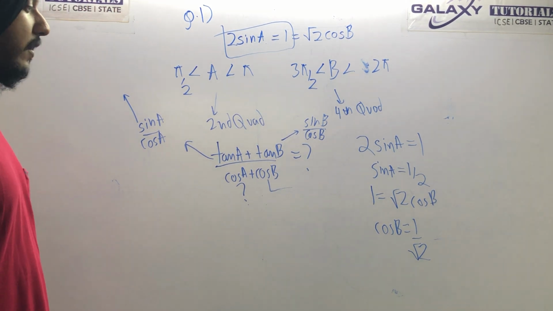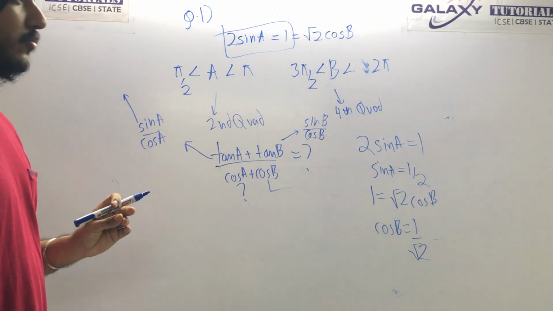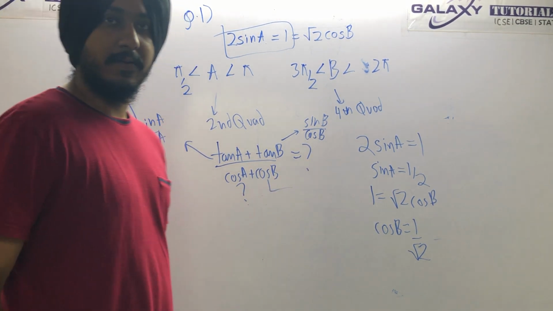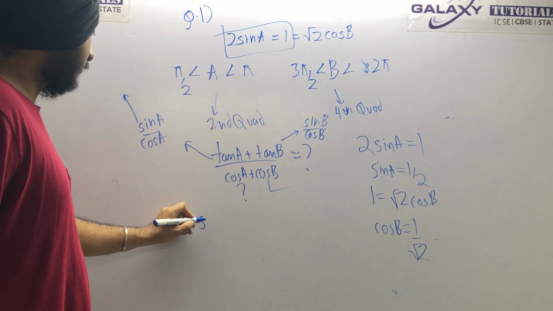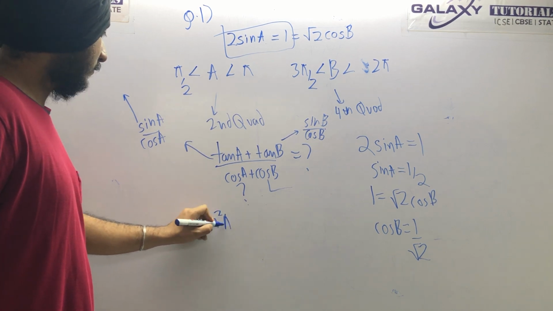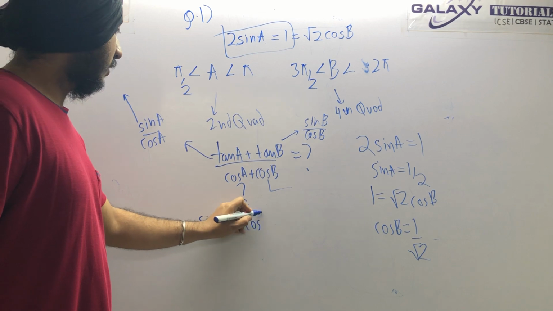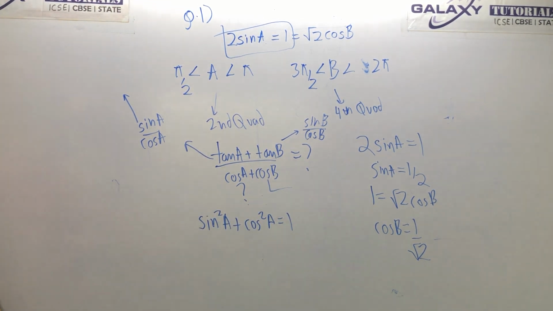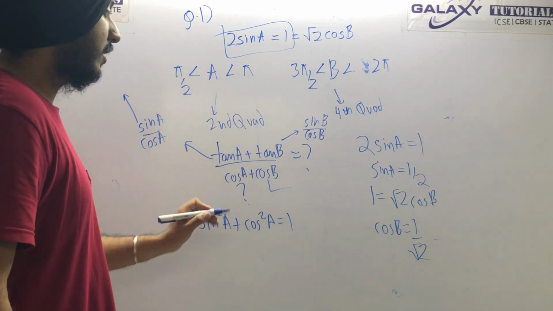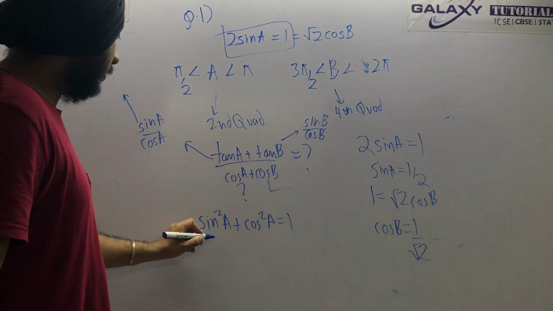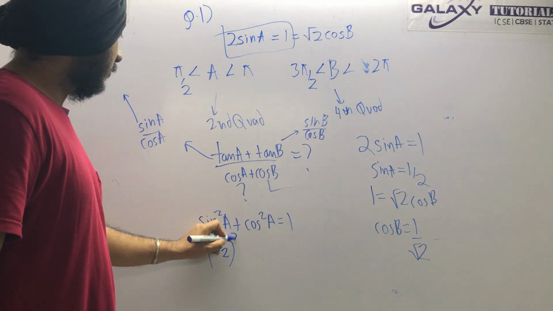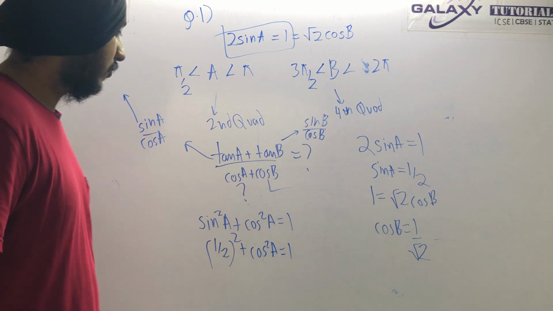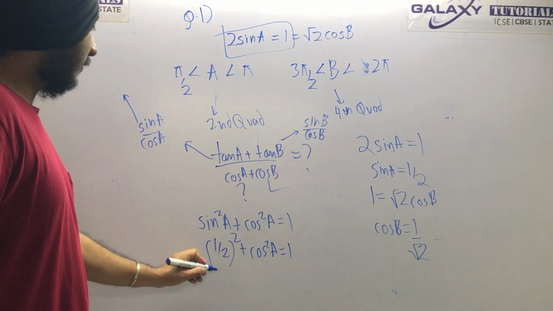Okay, now we have to find the value of sin b and cos a. So first I will find the value of cos a. Okay, so you know sin a. So you can use this relationship: sin square a plus cos square a is equal to 1. Am I right? Yes. So just put the value here. So sin a is 1 by 2 and 1 by 2 square is, okay, I hope this is clear. Now 1 by 2 square will be 1 by 4.